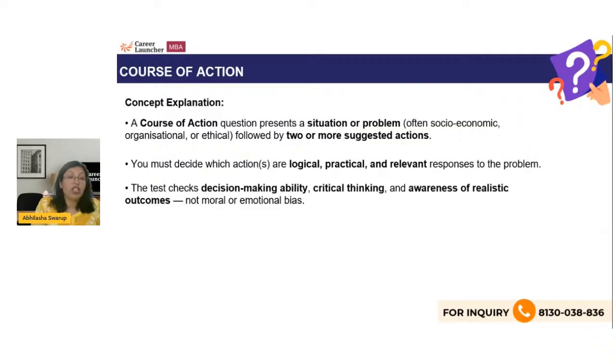Now, if you haven't learned course of action till now, well, it's a very simple concept. So a course of action question will present a situation or a problem, maybe socioeconomic, organizational, ethical, followed by two or more suggested actions, and you have to identify which actions should be taken. So actions should be logical, practical, and relevant. The responses have to be relevant. The test checks decision making, critical thinking, and awareness of realistic outcomes, but not moral or emotional bias.